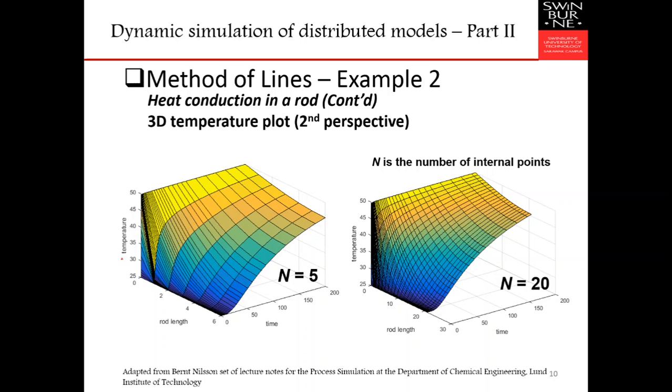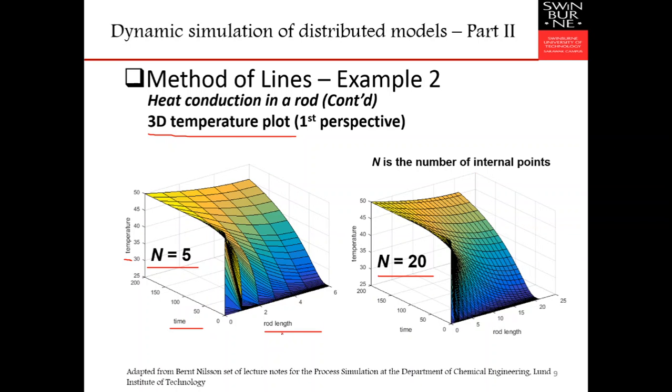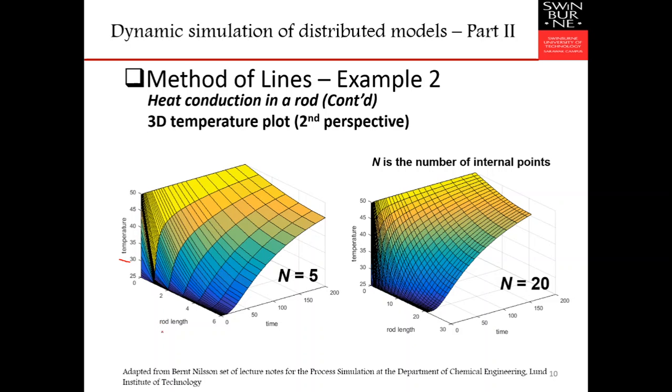Likewise, we can plot the other way around, like in here it's temperature, time with rod length, but in here the temperature, rod length, and the time. And then same again, the one on the left hand side is 5 internal points, the one on the right hand side is 20 points. So that's the powerful aspect of MATLAB, that we can use some kind of advanced graphics to visualize what happens with our result.